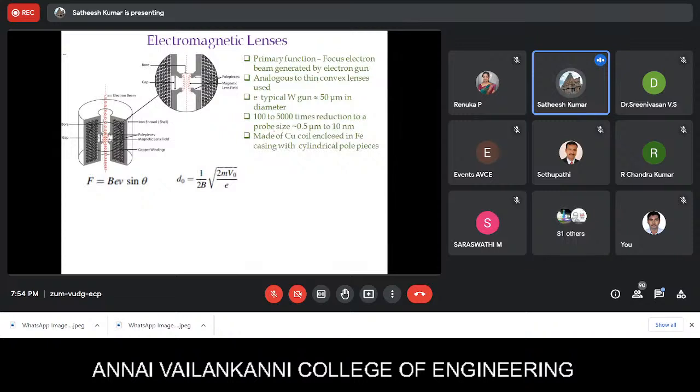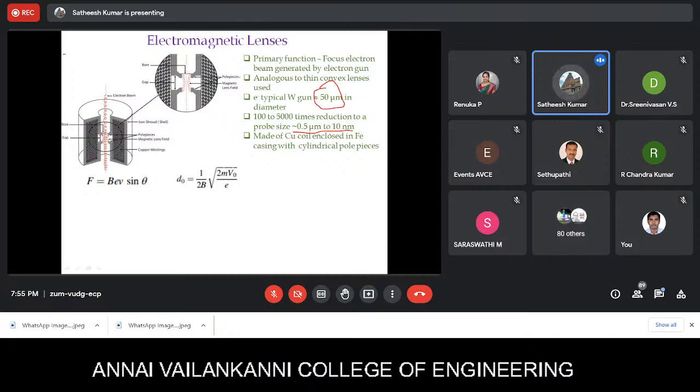Coming to the next component, the electromagnetic lenses. It is analogous to the convex lens we use in optical microscopy. The primary function of the electromagnetic lens is to focus the electron beam generated by the electron gun. The beam generated by the electron source has a diameter of close to 50 micron, so we need to reduce its size. We need to focus this electron beam on a surface with a diameter of close to 0.5 to 10 nanometer. Only then is it possible to scan over the area of interest and get reliable information on what we are looking at.